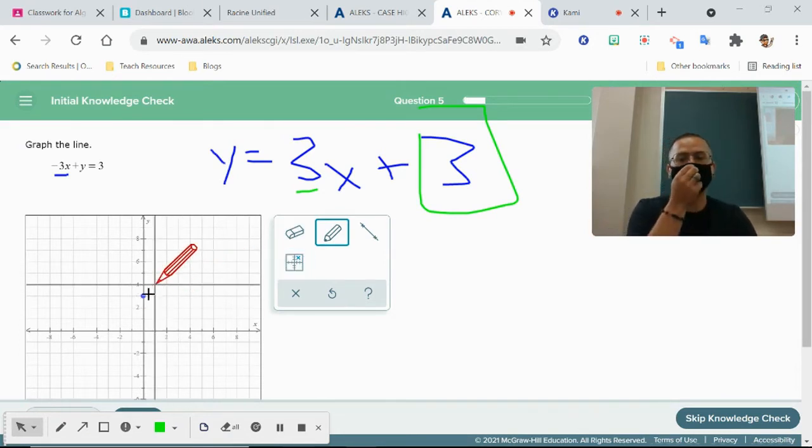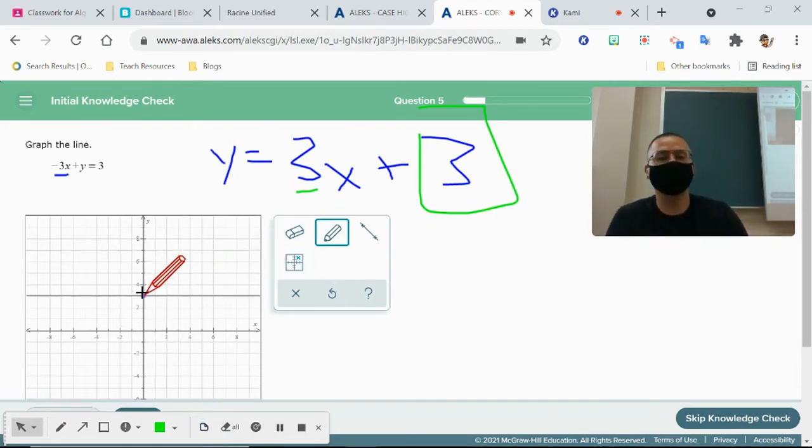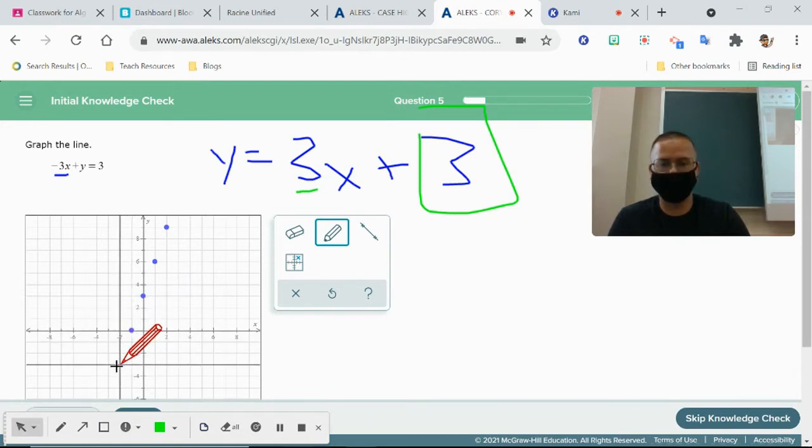And then we need to plot more points. From your y-intercept, you do what the slope says. Slope says go up 3 over 1. So 1, 2, 3, to the right 1. 1, 2, 3, to the right 1. You can go backwards too. You can go down 3. 1, 2, 3, to the left 1.